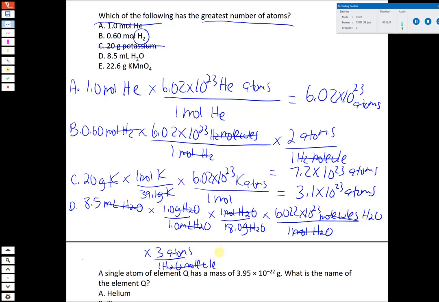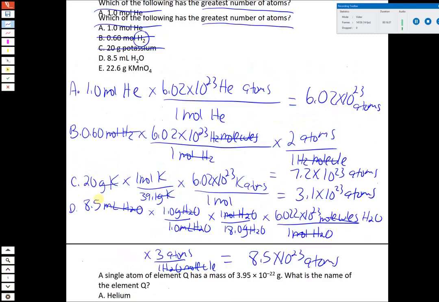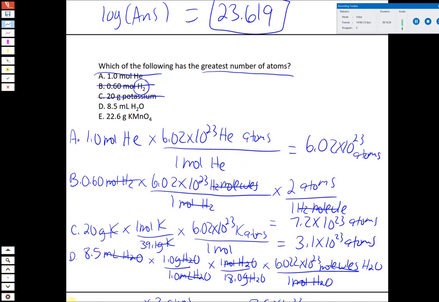I didn't spell that right, but who cares? So when we multiply this across, a lot of steps in this one. We get 8.5 times 10 to the 23rd. So that's our largest so far. That's larger than 7.2 times 10 to the 23rd, which is what we got for choice B. So far choice D is our largest. We have to do the last one, which I ran out of room for. But for choice E, it's the same steps we just did for water, but a different compound.